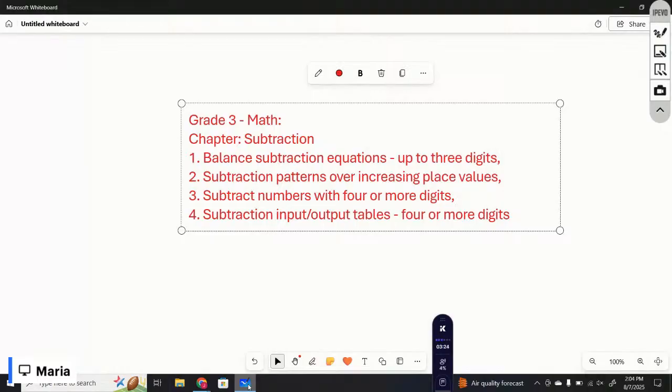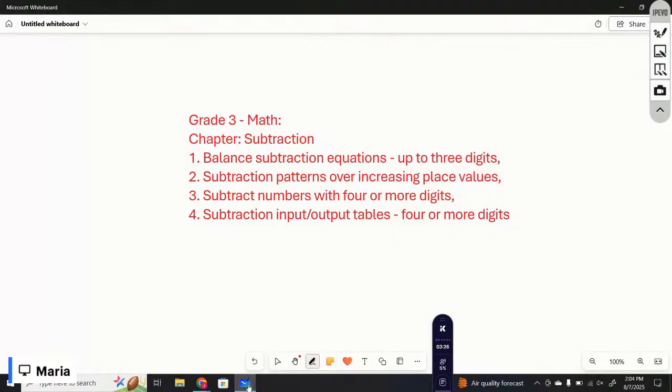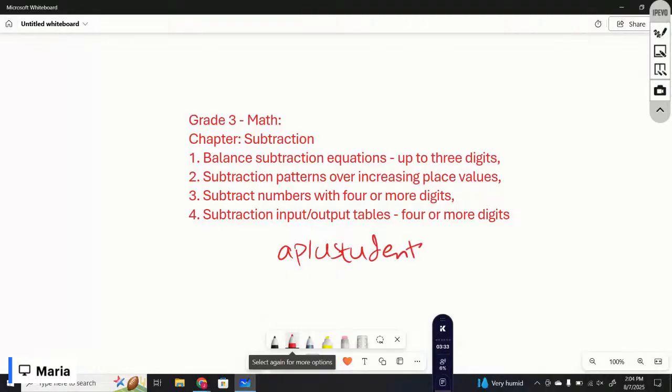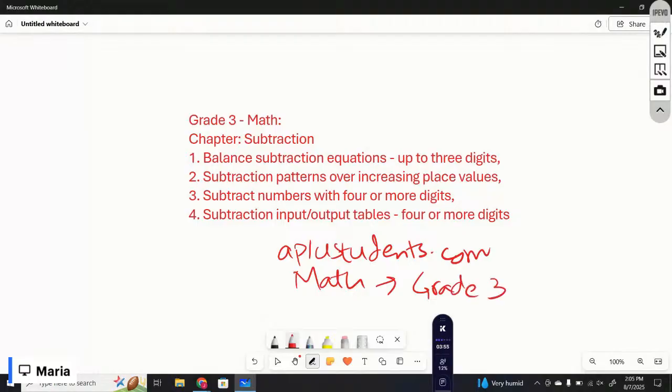You can find all the lessons on aplusstudents.com. You have to log in using your email address and password as provided by the administrator. Then you have to select math from the subject tab. Scroll down to grade 3 math and then click on view all lessons. There you can find a list of the chapters.